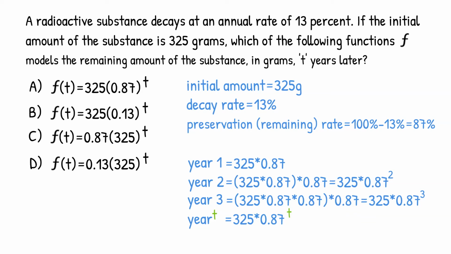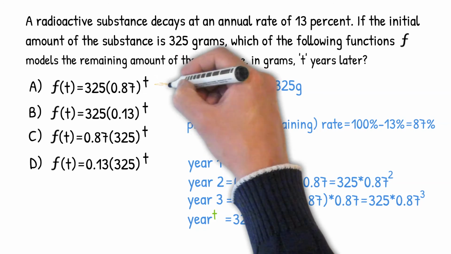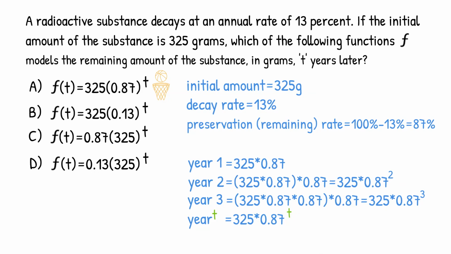Let's now refer to the answer choices provided, and answer choice A seems to fit our function that we defined below, that in the year t, we're getting 325 times 0.87 in the power of t. Functions are normally notated by the letter f. Sometimes other letters may be used, but most frequently you'll see the letter f. And in the brackets, t represents the number of years that has passed since the radioactive substance was deposited. Our correct answer is answer choice A.